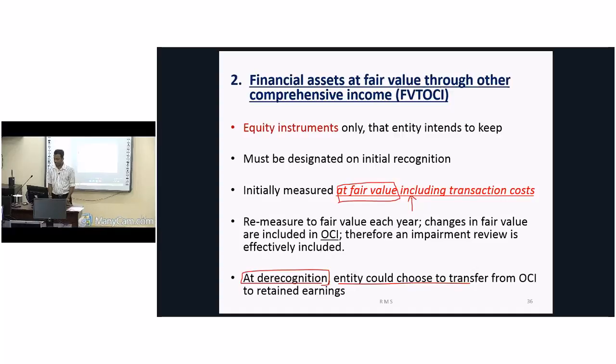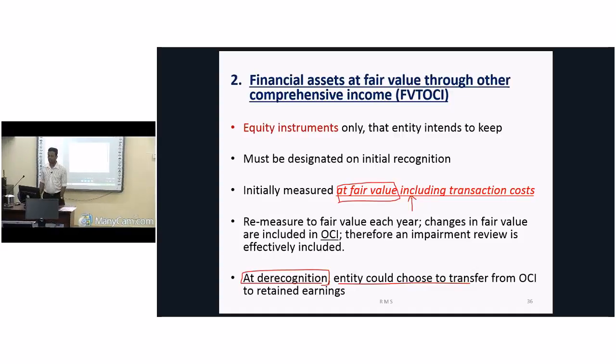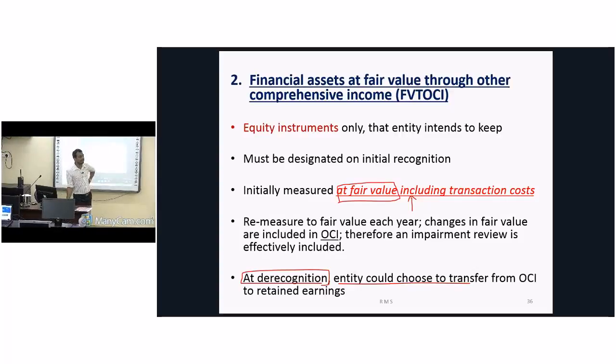And the difference we have to recognize as part of other comprehensive income. Like revaluation reserve, we recognize as part of other comprehensive income. We have to recognize fair value difference also as part of other comprehensive income. At the time of derecognition, that other comprehensive income part should be charged to retained earnings. Right? In revaluation also, we did the same. You can remember that model.